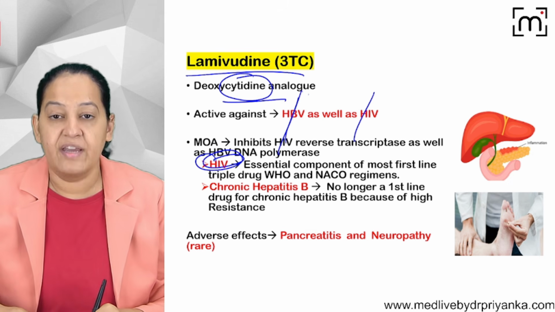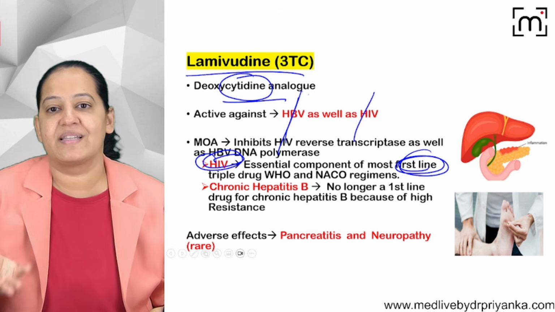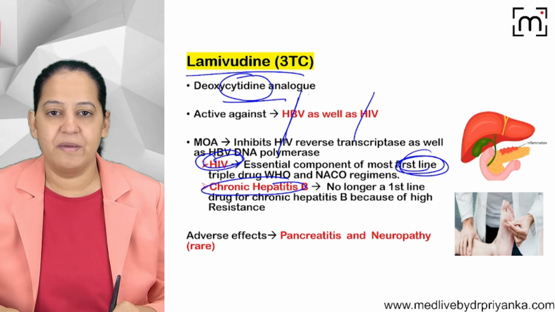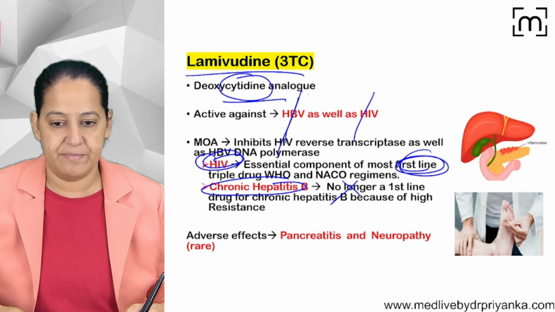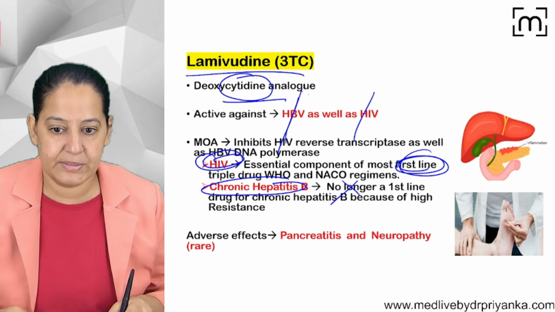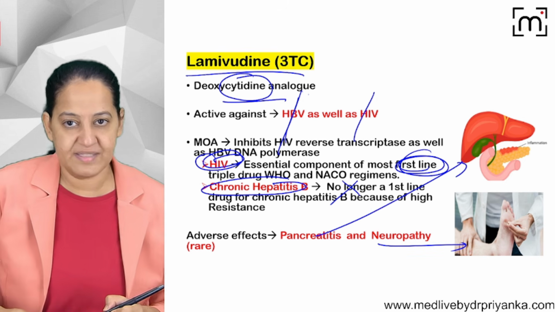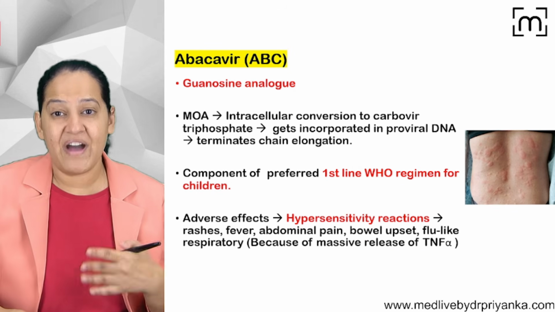In HIV, it is a preferred first line treatment. But in chronic hepatitis B, it is no longer a first line treatment. It is used in exceptional circumstances because of development of resistance. The side effects are pancreatitis and peripheral neuropathy. These are the facts you have to learn.